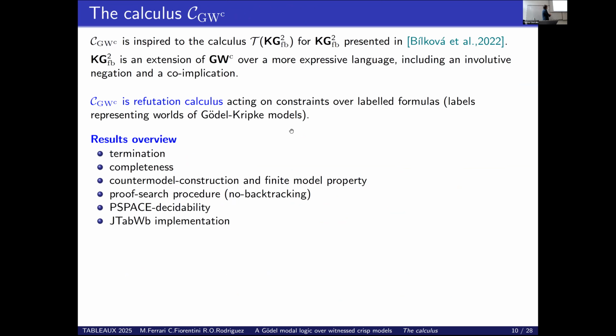What we present in the paper is a calculus, a refutation calculus for these logics. And for this calculus, we can prove termination and completeness. We have a way to extract a countermodel from the proofs. We have a fully syntactic proof which does not require backtracking, and we can prove the decidability of the validity problem for the logic. And we also have an implementation in a Java framework of the proof procedure.